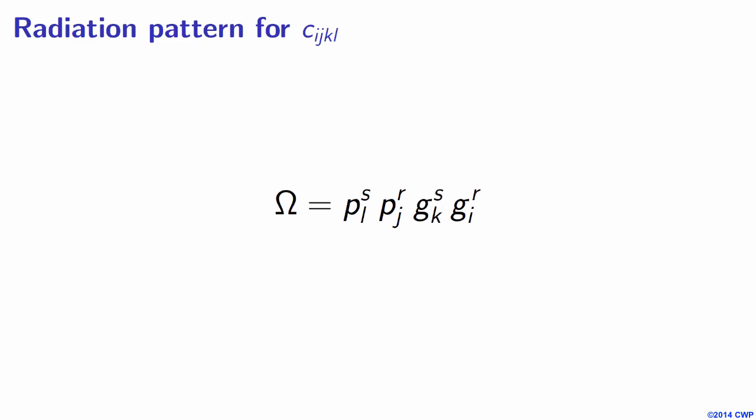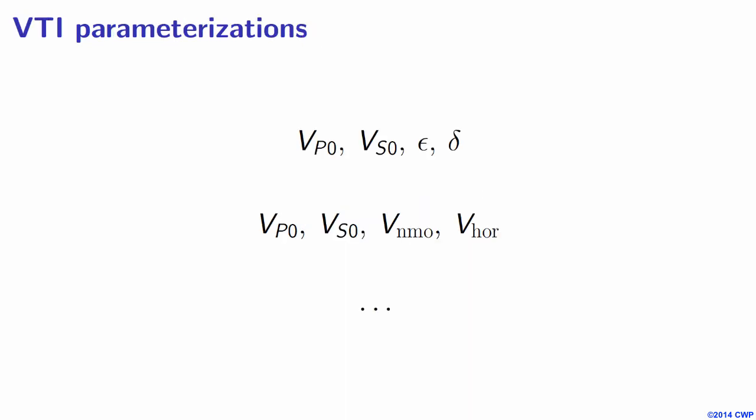We've got the components of the unit slowness vector, P, and the components of the unit polarization vector, G. S and R denote the source and receiver side, respectively. So far, we have not made any assumption about the background medium. It's anisotropic, arbitrarily heterogeneous. And from here on, we can use again the chain rule to parameterize the model in terms of any set of parameters that we fancy.